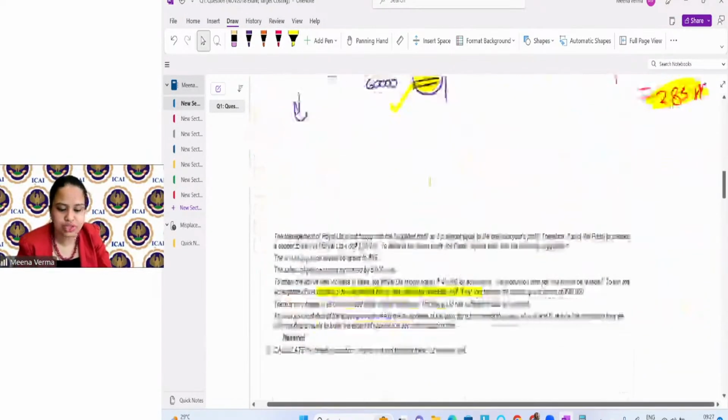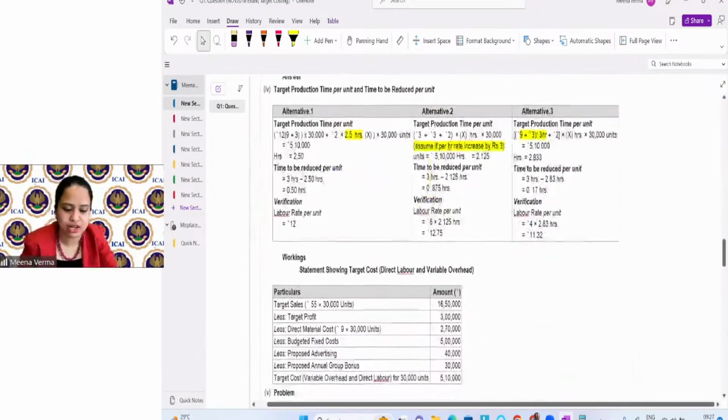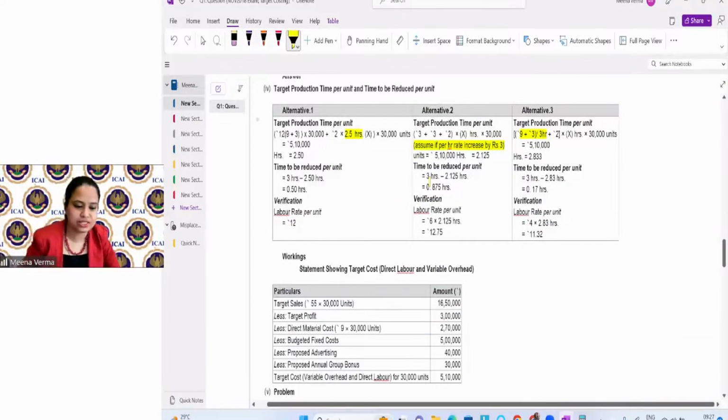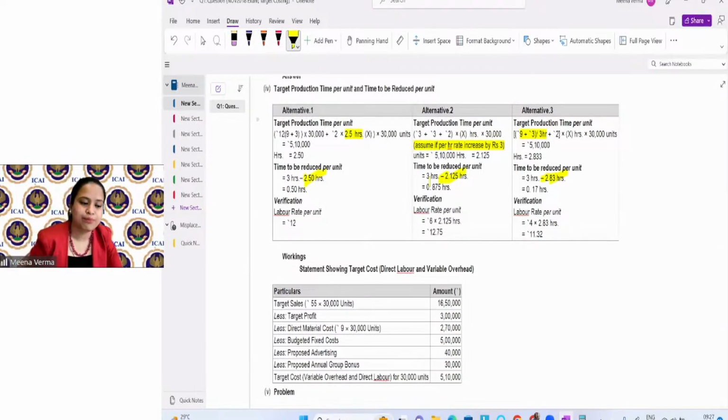So you can see even in the solution, they have taken these 3 alternates for a reason, and 2.5, 2.125 and 2.83 are coming here. Why have they taken these 3 assumptions? Because it was not clear in the question how those extra 3 rupees are taken. So for that reason, it is considered in this way.